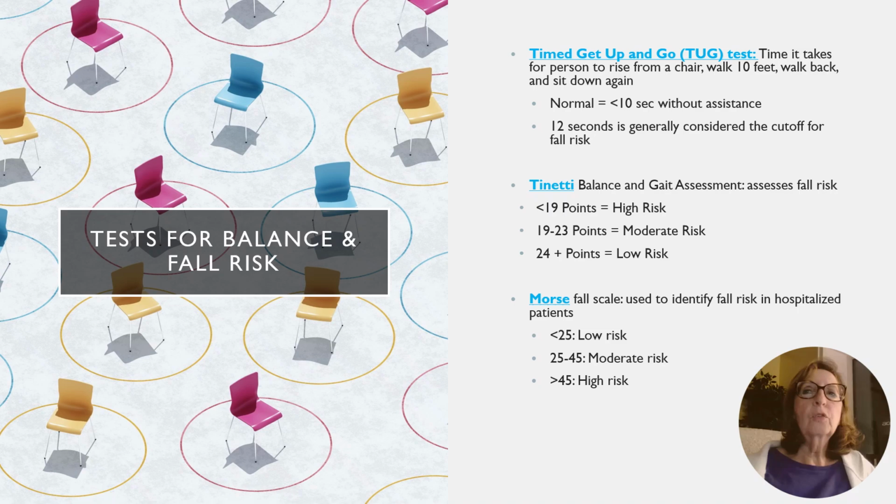If you notice, if their score is less than 25, they are at a lower risk for falls. 25 to 45, they're at a moderate risk for a fall, and greater than 45, they're at a high risk for a fall. So usually, for example, the Morse fall scale should be documented. It should be done every shift, or at least every 24 hours, depending on where you're working. But in the hospital, generally once a shift, or if there's been a significant change in the patient's condition.